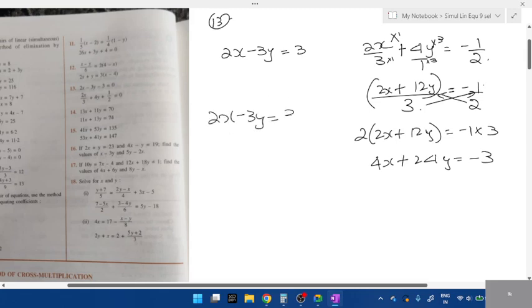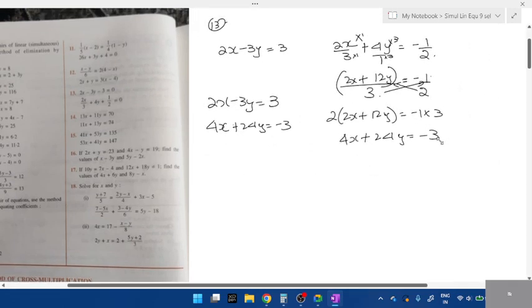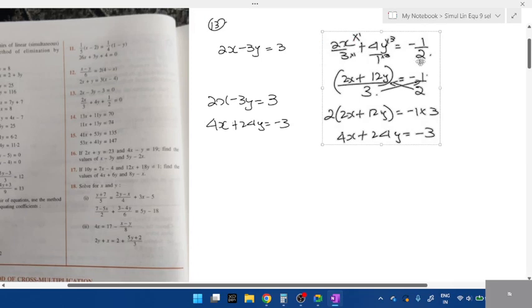Is equal to 3 and 4x plus, which one looks smaller, x value or y value? X coefficient, right? And don't write. Joven, when I'm teaching, don't write notes.